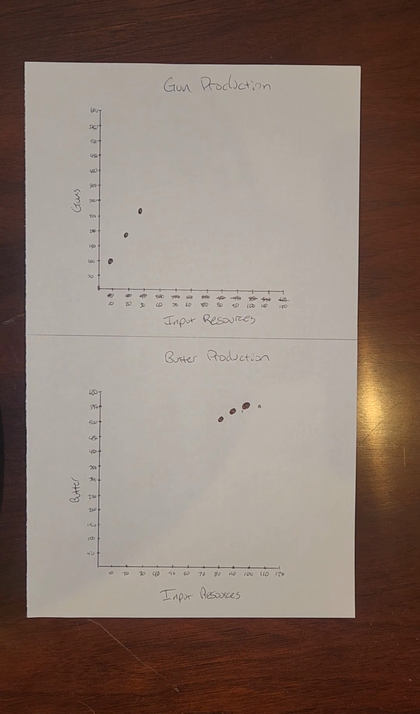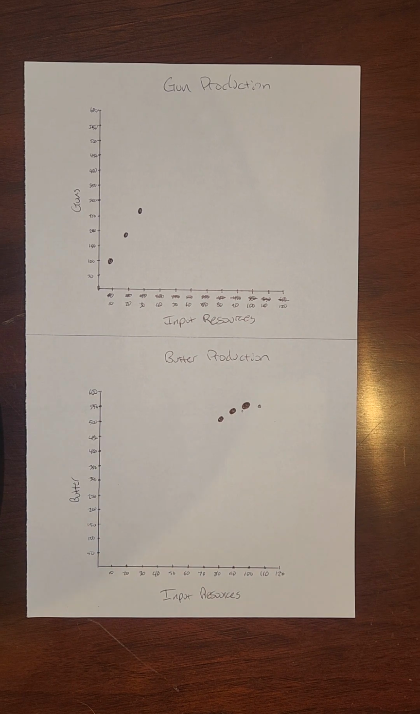To understand why the production possibility frontier is curved, it's helpful to chart each output on its own graph in terms of resources dedicated to producing it. Here we have a graph charting the output of guns in terms of input resources, and another chart graphing the output of butter in terms of input resources.